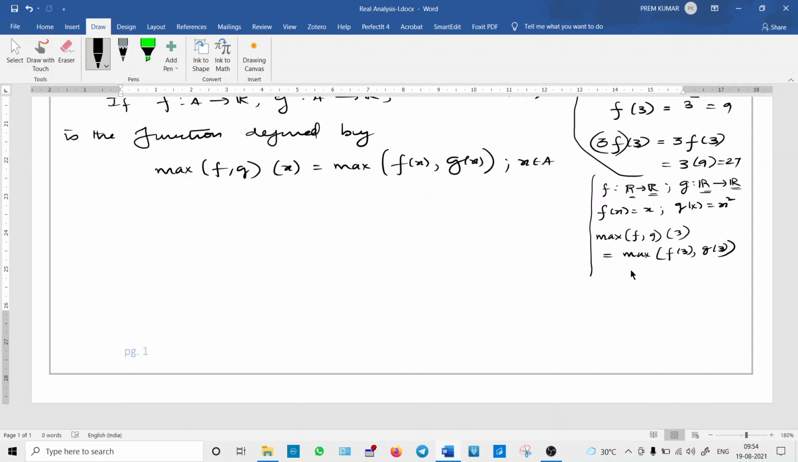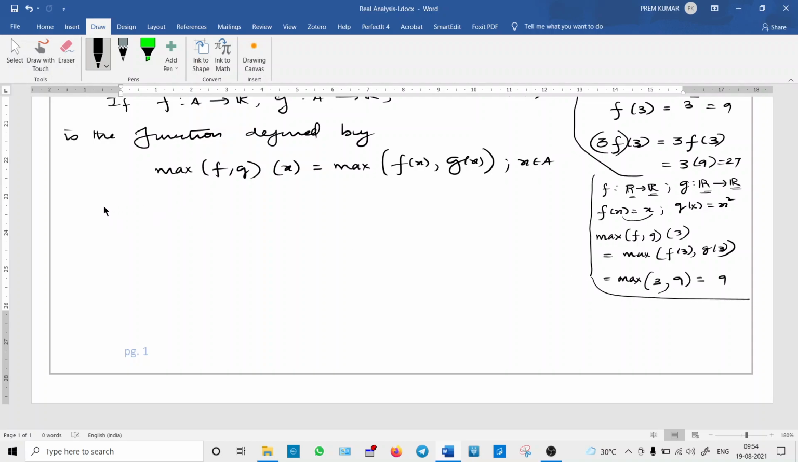The maximum of f of 3 and g of 3. What is f of 3? Sorry, not a constant function, it is the identity function. f of 3 is 3. What is g of 3? 3 square, 9. So what is the maximum of 3 and 9? This is a simple example.